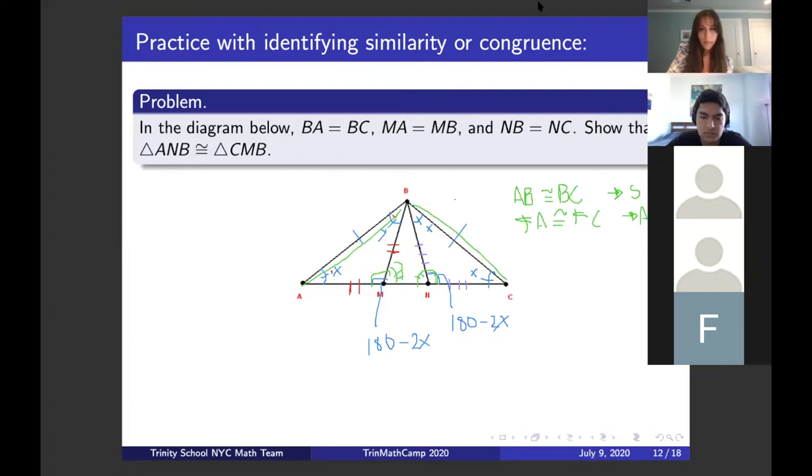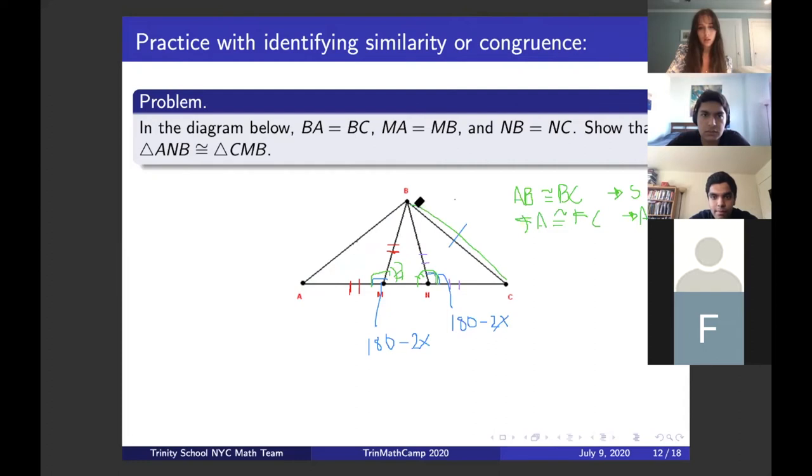And let's talk about why. I'm just going to remove all these annotations. All right, this equals this, and this equals this. And we're like, okay, what are we gonna do next? If we're doing these two triangles right here, I'd want to say ASA, or SAA. Same here, SAA, right? So how are we gonna do that?